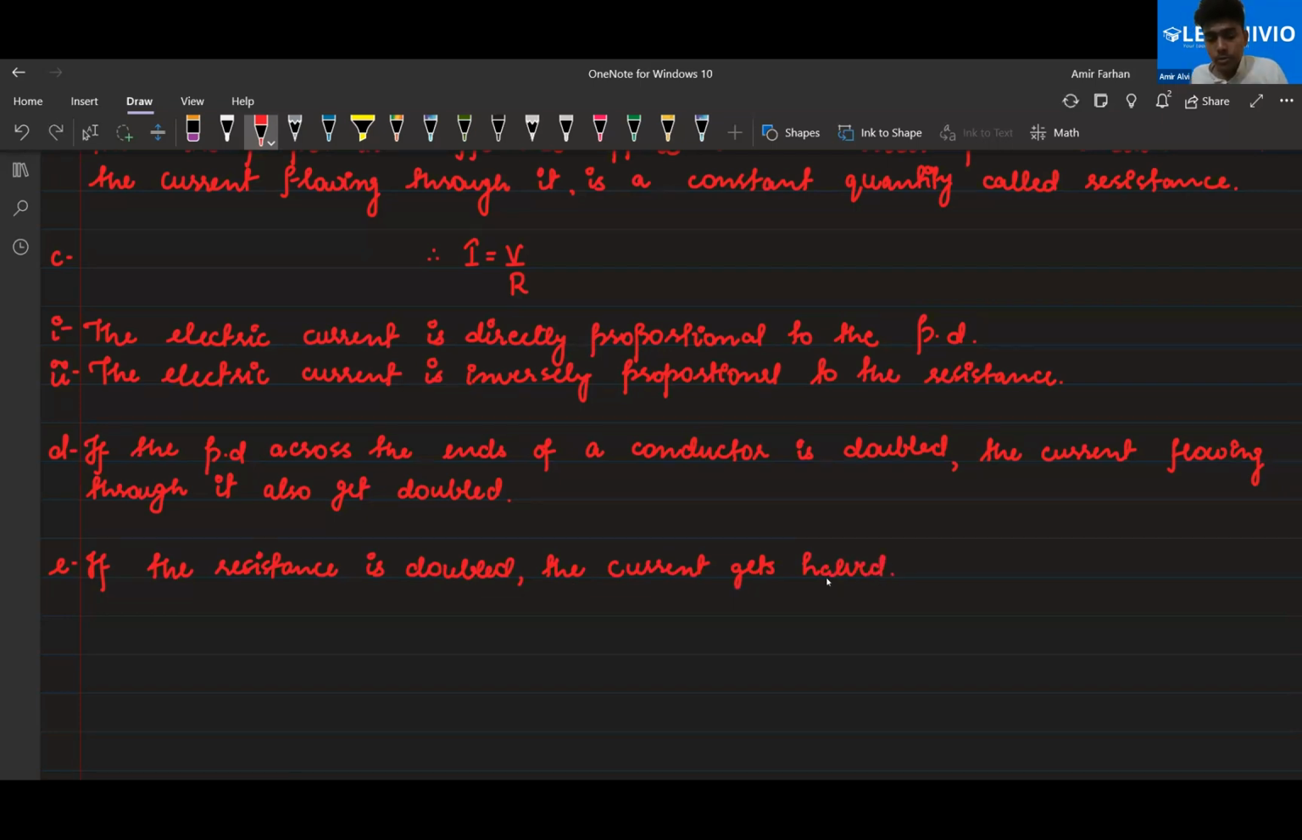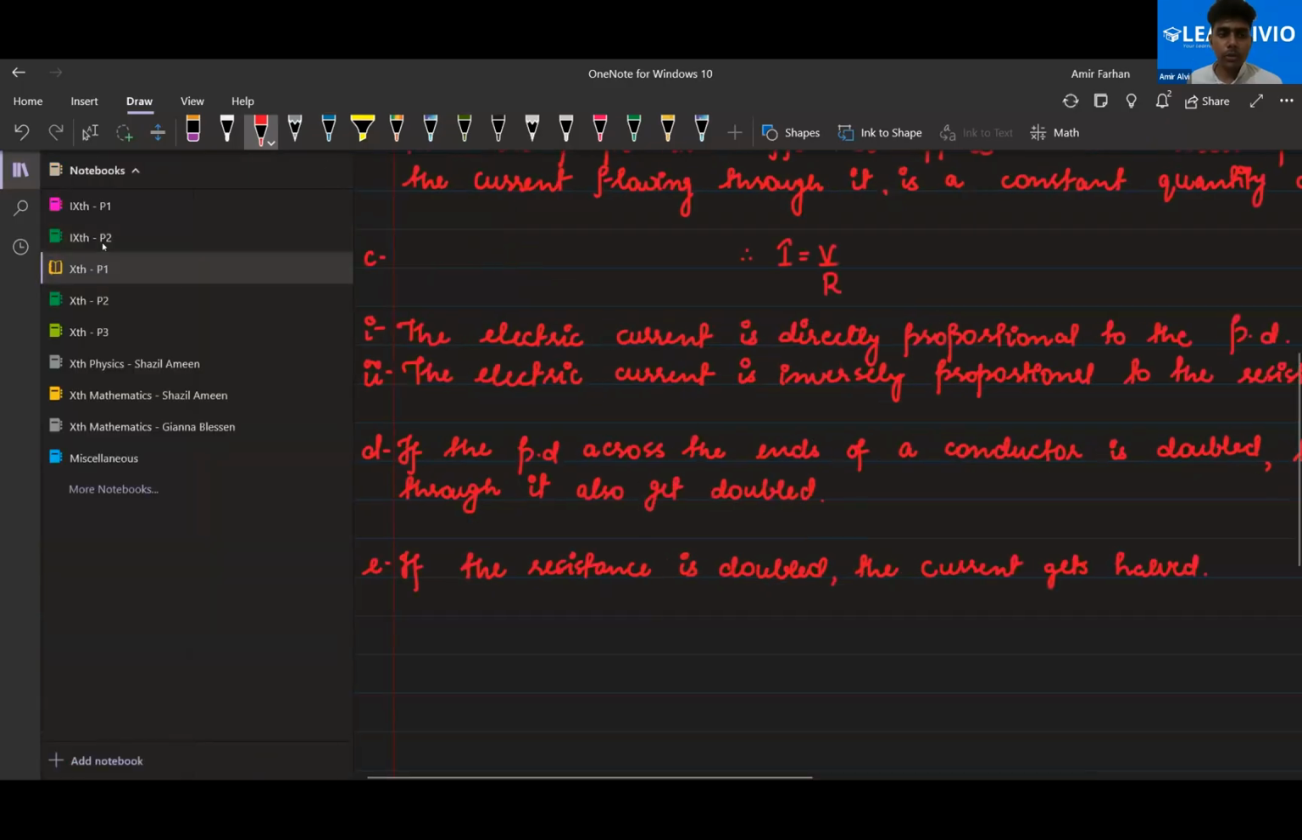Any doubt so far? Right? And if the resistance is half, the current will get doubled. Clear, everyone? Please do let me know.